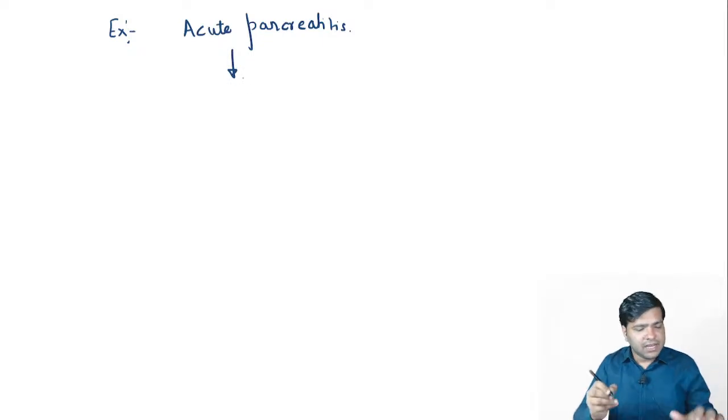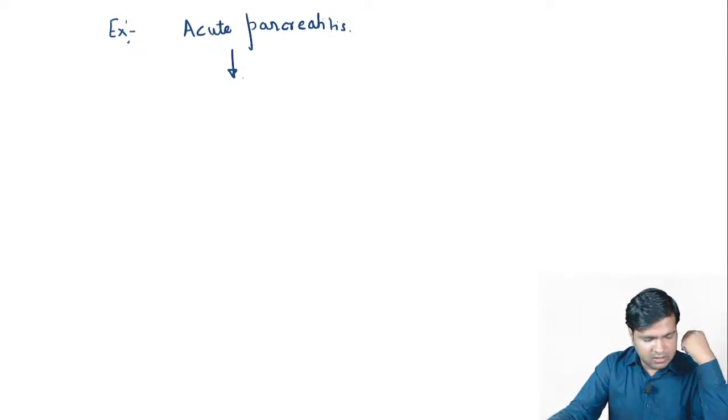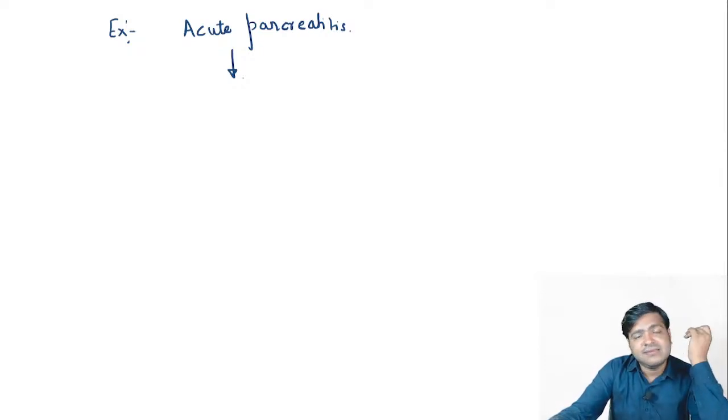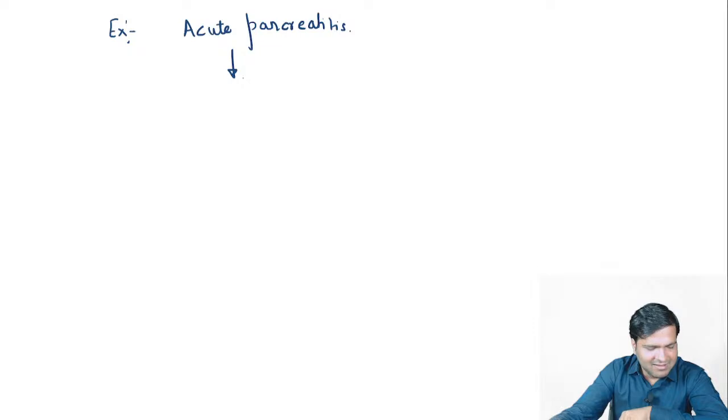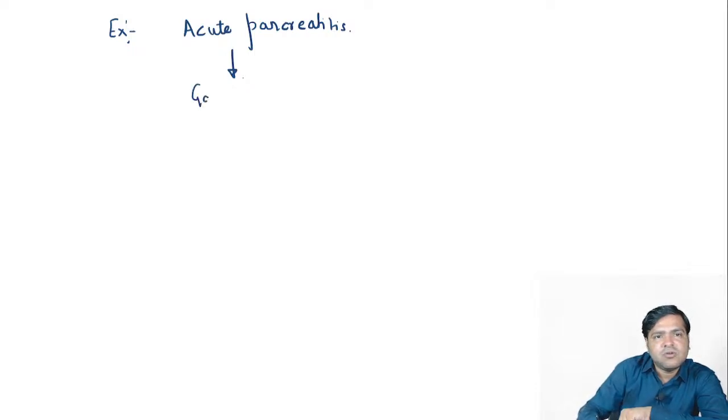Now, can anyone tell me what is the most common cause of acute pancreatitis? Anyone in the chat box who would like to tell me? Inflammation of the pancreas is there, and what is the most common thing that is leading to this acute pancreatitis? Alcohol, yes. So it is the alcohol which is most responsible. In acute pancreatitis, you can see gallstones, or it can occur due to alcohol.